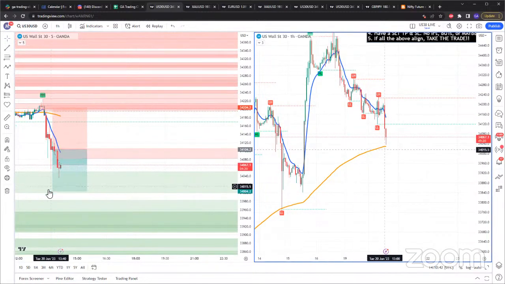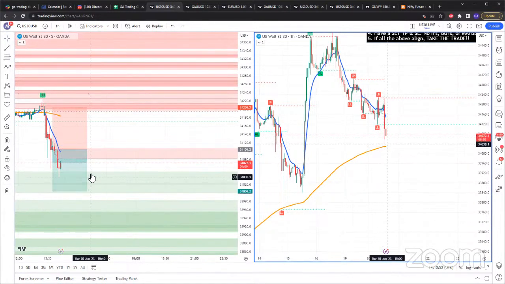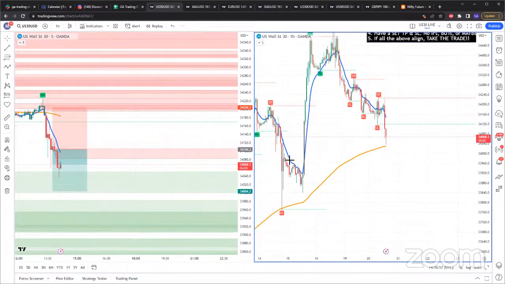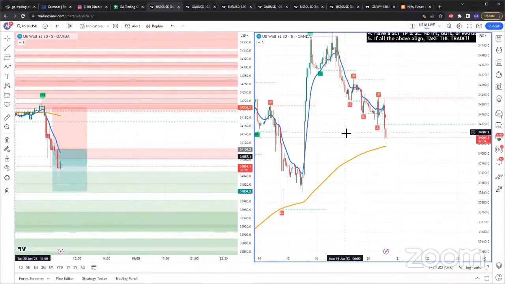So for example, you see how here on the 5-minute, our stop loss is 34,005, which is below the 200 EMA on the hourly. So actually here, in any case, what I should have done is a 50 pip take profit instead of 100. I always forget to check on that sometimes.